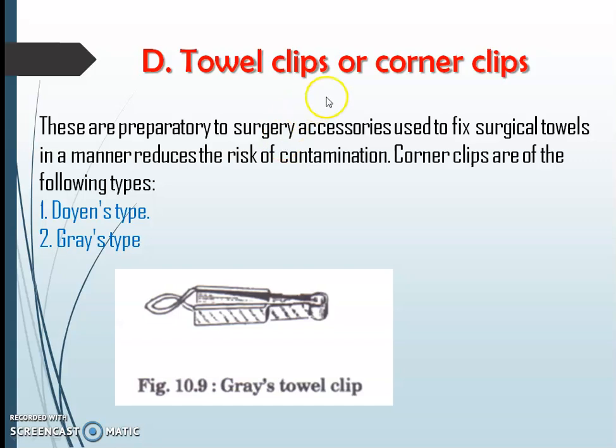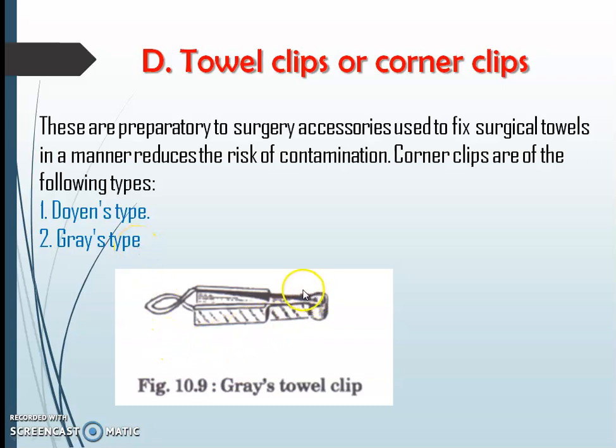Then we have towel clips or corner clips. This is another important material used for surgery. Towel clips or corner clips are preparatory to surgery accessories which are used to fix surgical towels in a manner to reduce the risk of contamination. Corner clips are again of two types: Doyen's type and Grace type.